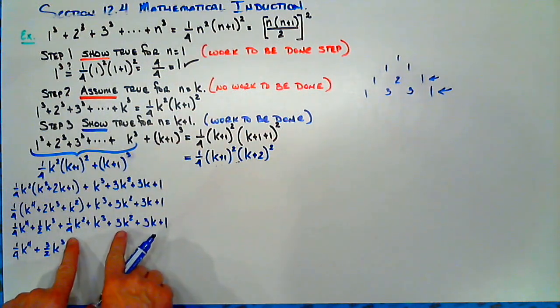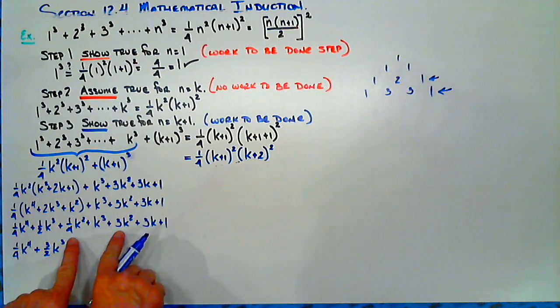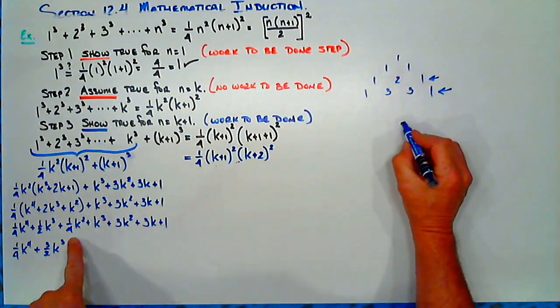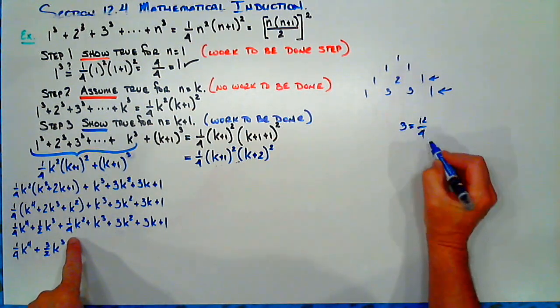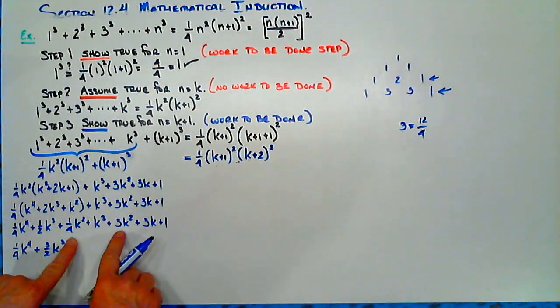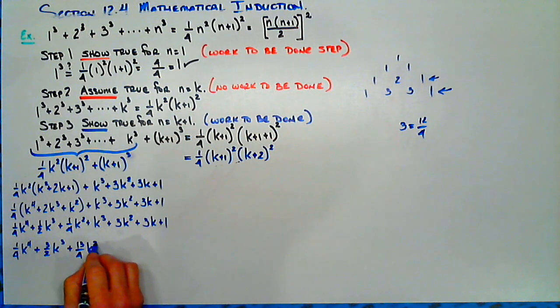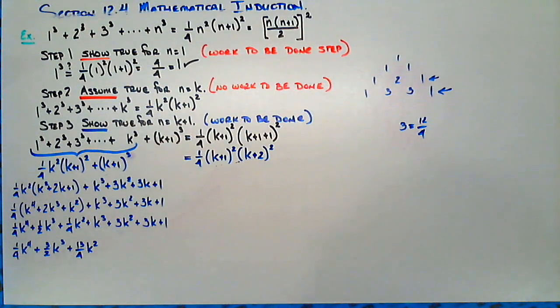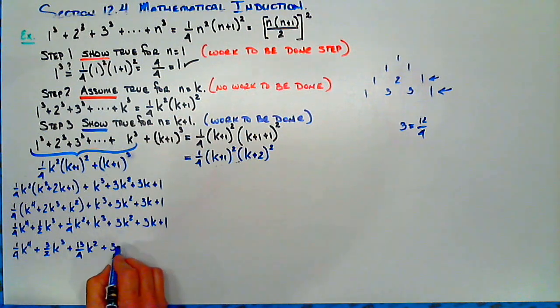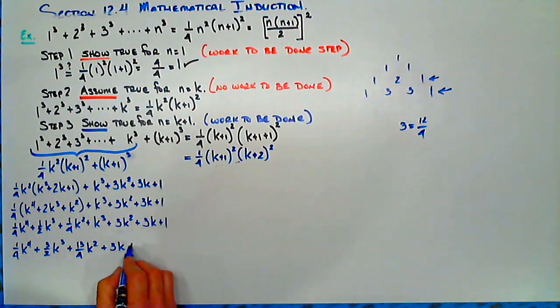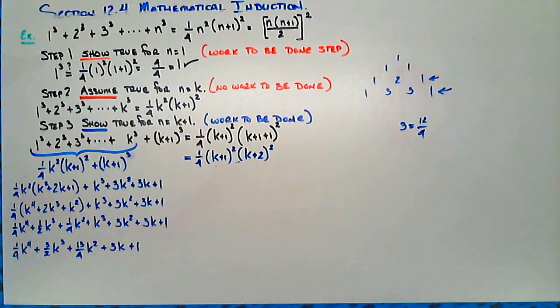How many k squareds? We got a 4th, and we have 3. Now 3 is 12/4, right? Isn't 3 12/4? So we have 1/4 plus 12/4. That's going to be 13/4 of our k squares. How many k's to the 1st do we have? Well, we have 3 of them. And we have a 1. So instead of doing the fancy factoring, we could have just multiplied it all out, gone crazy with our Algebra 1 skills, collected like terms.